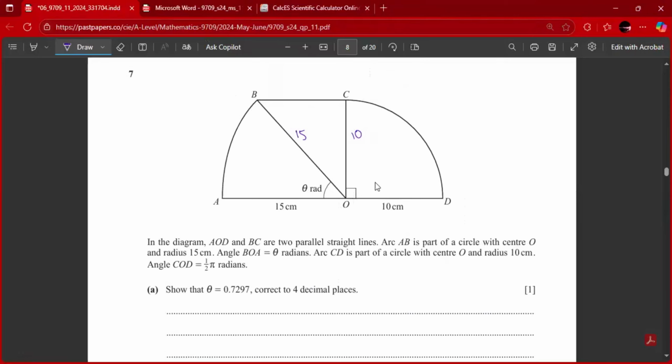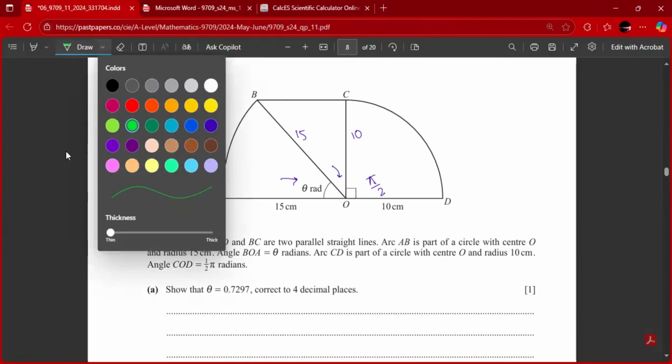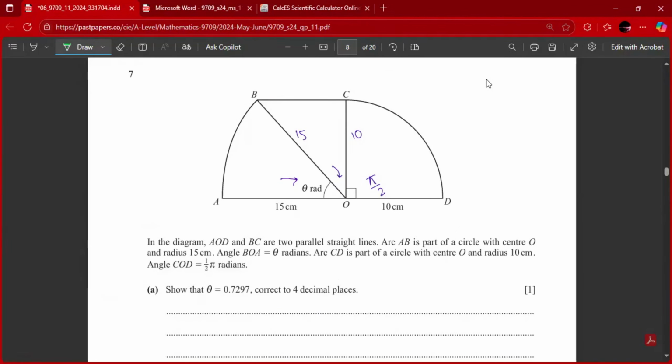To prove theta, I know this value is pi by 2. If I find the value of the angle BOC, I could easily find the value of this theta, because this is a straight line, and straight line means this is pi. So pi means 180, so we can easily find it. But how do we find this angle? Well, there's a trick again. There's a lot of tricks in mathematics. Mathematics is a simple subject, guys, if you try to understand it.